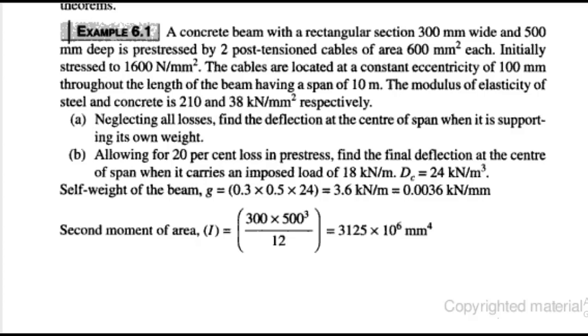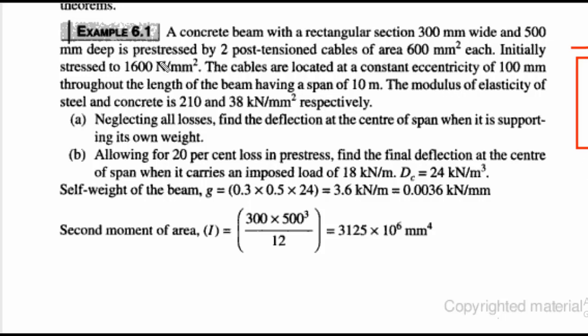And if you see here, they gave the rectangular concrete beam. If you observe here, this is the rectangular concrete beam. For this rectangular concrete beam, they given the width of the section B, this is the width of the section, and this is the effective depth of the section. They also provide the post-tension steel wires here. Two post-tensioned cables of area 600 mm square each they are provided here.